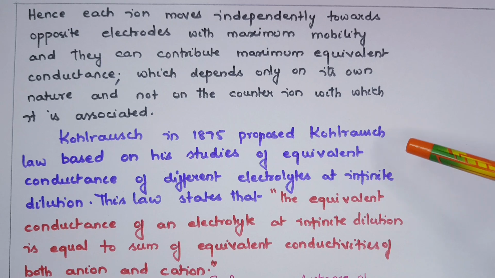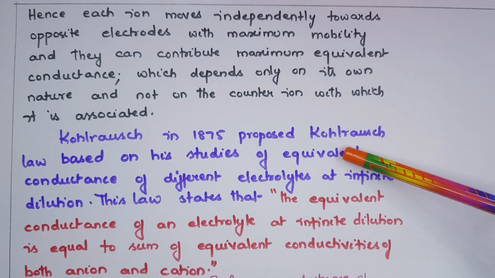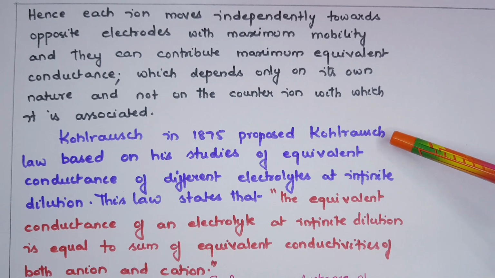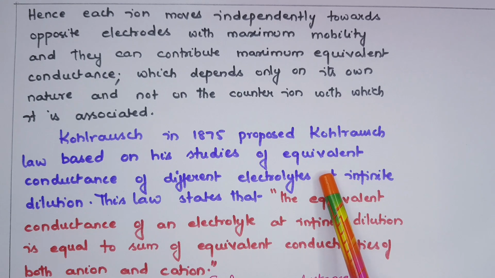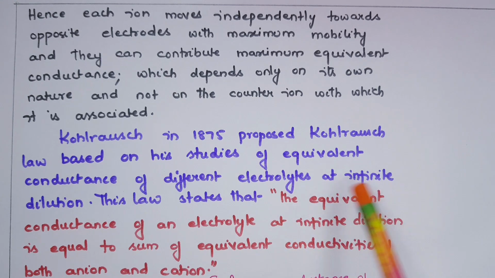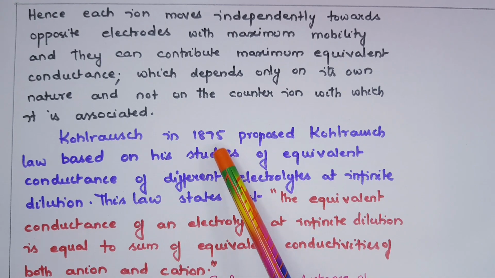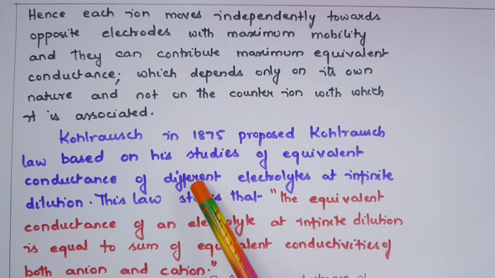Now, next sentence you see. Now, what are we learning? Kohlrausch law of independent migration of ions. So, here Kohlrausch in the year 1875 proposed a law which is called Kohlrausch law, based on his studies of equivalent conductance. Taking into consideration the equivalent conductances of different electrolytes at infinite dilution, Kohlrausch in the year 1875 proposed a law called Kohlrausch law of independent migration of ions.